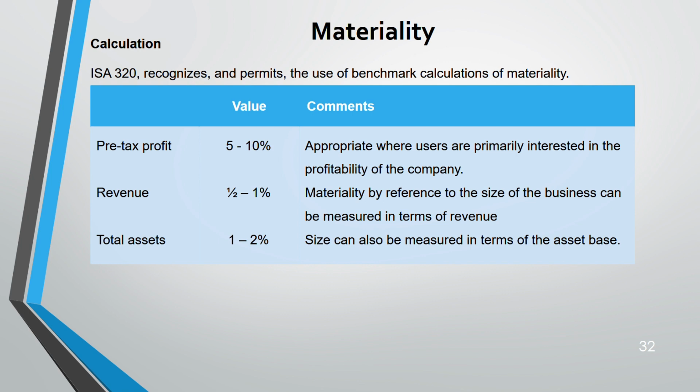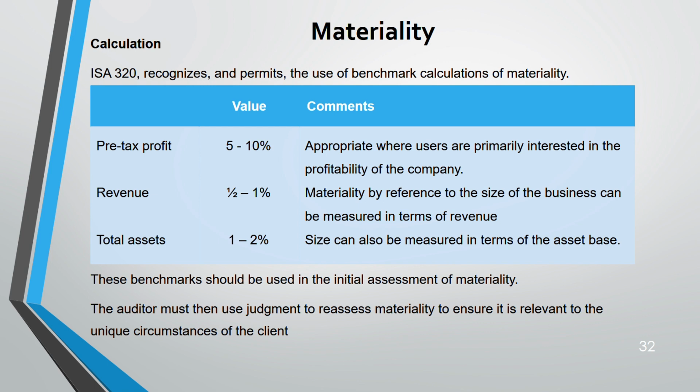So in your exam, you need to calculate this. What ratio is it? If it's revenue, if it's within half to 1%, it's material. Something more than 1% is material. Something beyond this range, less than this range, is not material, immaterial. Now, in your initial assessment of materiality, you have to use these benchmarks initially. Later on, you have to make judgments to reassess the materiality. Remember, the materiality changes. Initially, what you considered material might not be material later on. Here you have to use a judgment.